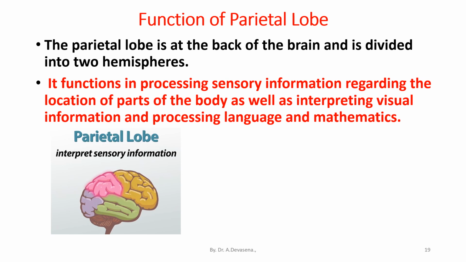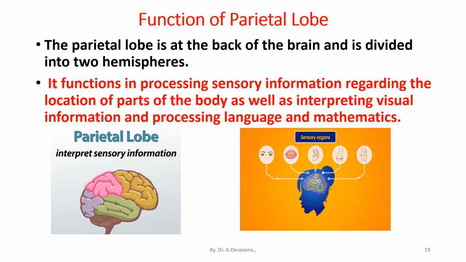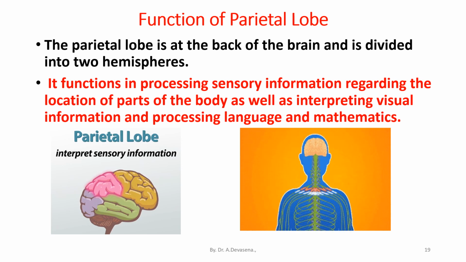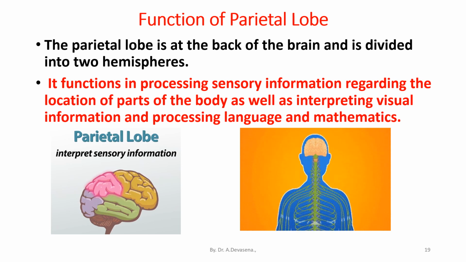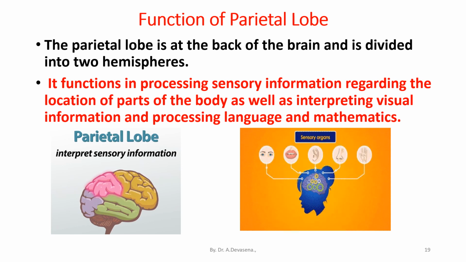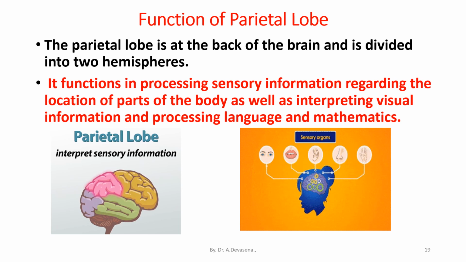The pink color portion indicates the parietal lobe. It interprets sensory information. Another representation here: the sensory organs collect the information and pass it to the parietal lobe, and the parietal lobe analyzes the information received from the sensory organs and appropriately takes the decisions. This is represented here.